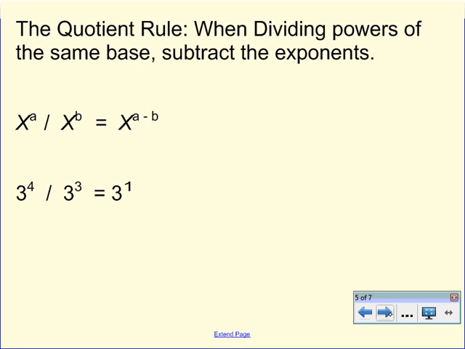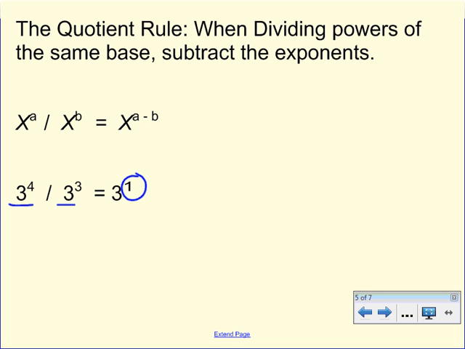The quotient rule is when I'm dividing powers of the same base, I'm now going to subtract the exponents. So x to the power of a divided by x to the power of b gives me x to the power of a minus b. So here, 3 and 3, same base, 3 to the power 4 divided by 3 to the power 3. Well, that's going to give me 4 minus 3, which is 1.